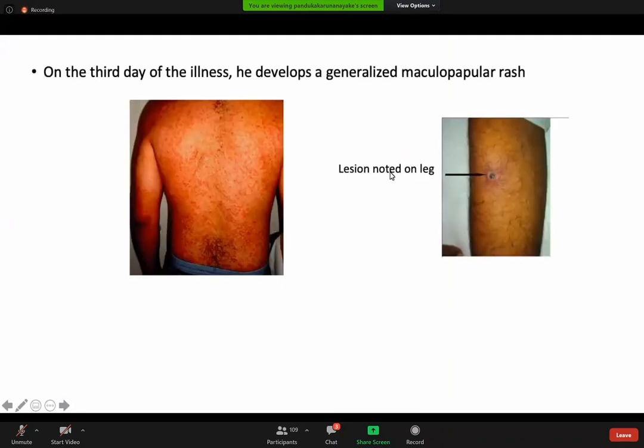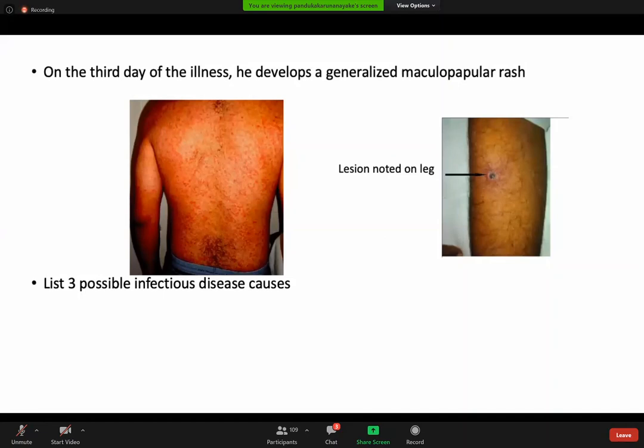On the third day of the illness, he develops a generalized maculopapular rash. You can see the rash photograph on the left-hand side, a very nice maculopapular rash all over the body. And then there's also a lesion noted on the leg. List three possible infectious disease causes. I think we'll focus on the rash first to find the three possible causes, and then we'll think about the lesion in the leg later.